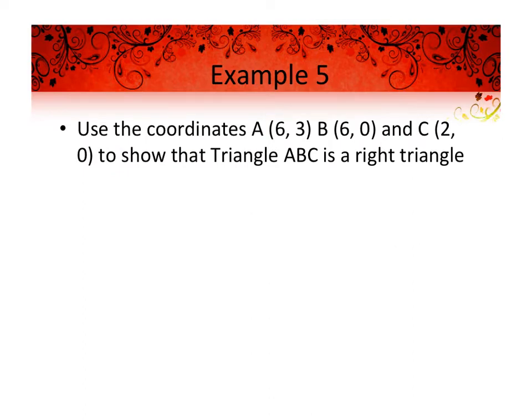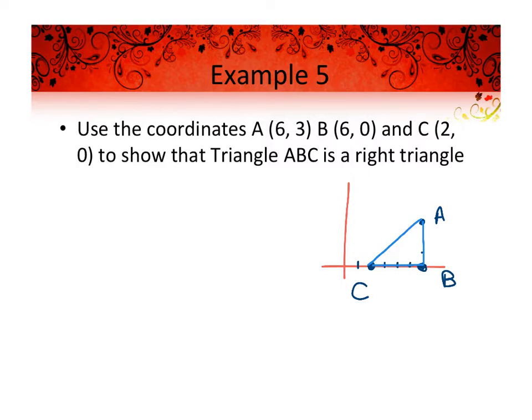Use the coordinates A, B, and C to show that triangle ABC is a right triangle. So my advice is to start by graphing it because it's going to help you narrow down which points you're trying to prove, okay? If the coordinate points are A (6, 3), B (6, 0), and C (2, 0), here's my triangle. First of all, does it appear to be a right triangle? Yes.